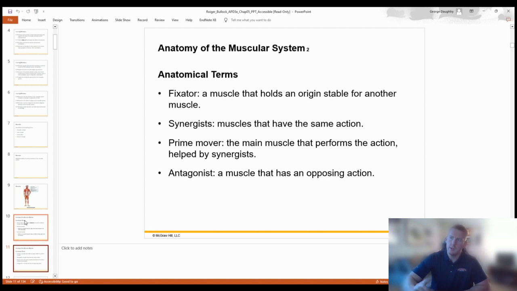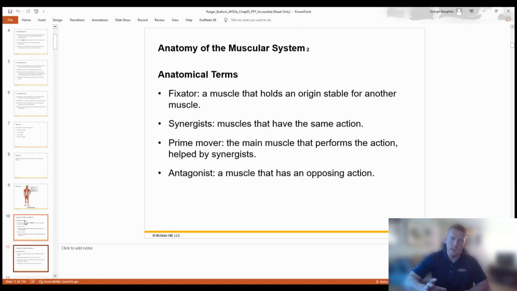Okay. Now, the main things that you need to know in terms of muscular action is you need to know the difference between a prime mover, an antagonist, a synergist, and a fixator or a stabilizer. I don't really like the term fixator. I think stabilizer makes a little bit more sense. Maybe it's an outdated term. I'm not sure. But let's talk about each one of these terms.